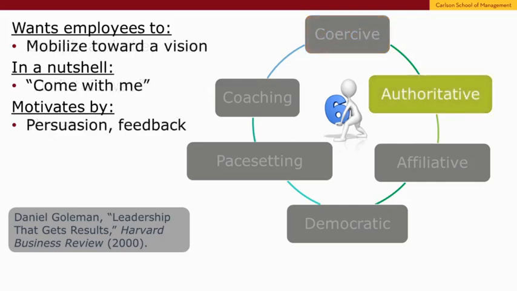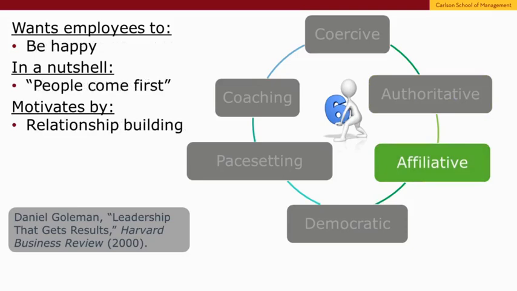Now, authoritative managers, not authoritarian, but authoritative managers, are confident, competent, and have a strong vision. And so their key goal is to get employees to mobilize towards a vision. In a sense, they say, come with me, and motivate by persuasion and feedback. Now, in an affiliative style, people and relationships are the most important. And so these types of managers essentially want employees to be happy. And their catchphrase would be, people come first. And they motivate employees through building relationships with them and helping them build relationships with each other.